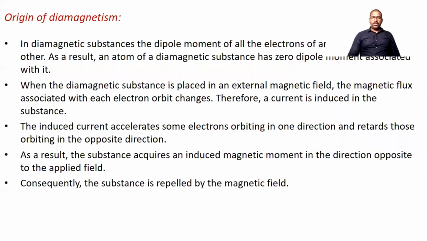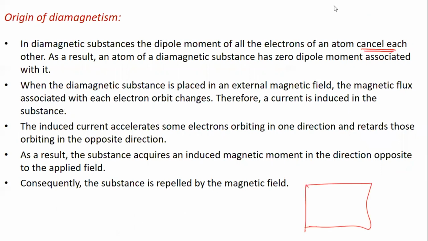Now, the origin of diamagnetism. Basically, in diamagnetic substances, the dipole moments of all electrons of an atom cancel each other. We already discussed this: the dipole moment of one atom is on this side and another atom on this side, so they cancel with each other. As a result, there is zero dipole moment for a diamagnetic substance.